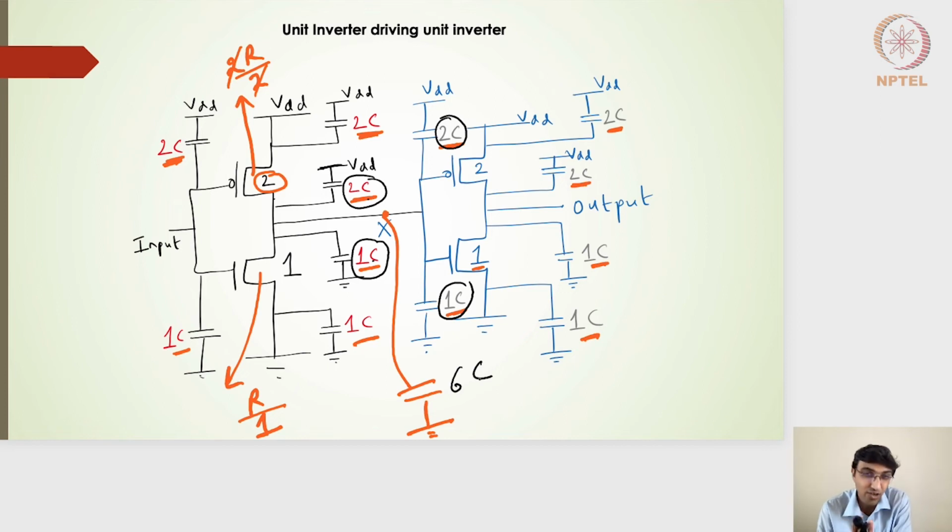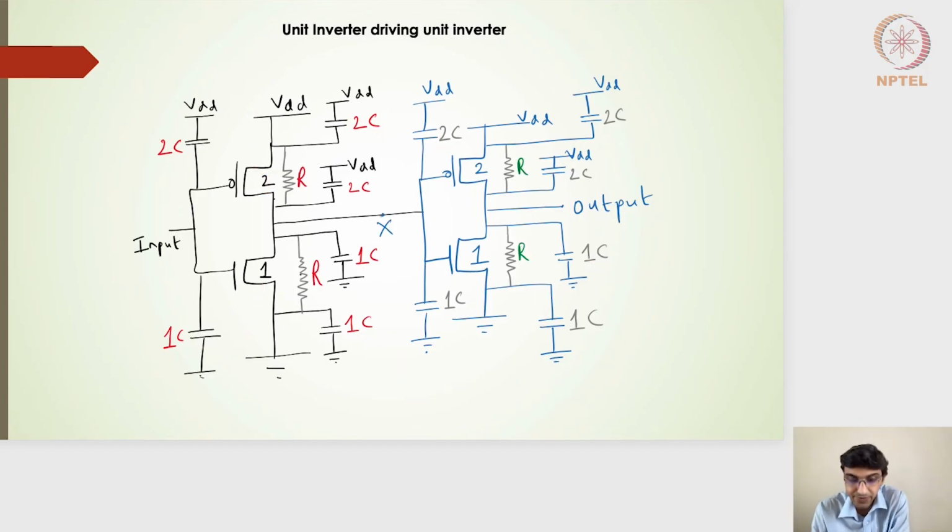Of course, it is not the final output node, it's an intermediate node X. The output is still this, after the second stage. So I'm talking about this particular node X, which is nothing but the output after the first stage.